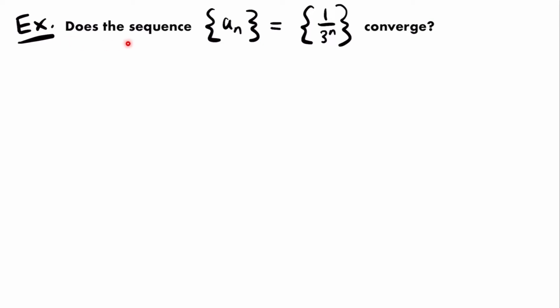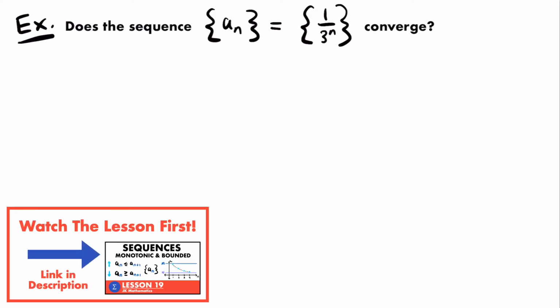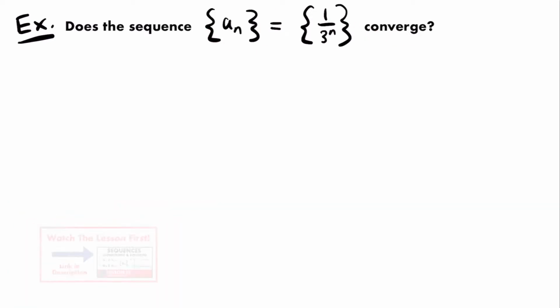We want to know, does the sequence a sub n equals 1 divided by 3 to the power of n converge? And so the way we're going to determine if this sequence converges in this video is by determining if our sequence is both monotonic and bounded. You can always, of course, take the limit of your sequence to see if it converges to a specific value, but in this video we're going to focus on an alternative method to determining the convergence of a sequence that is based on a particular theorem.